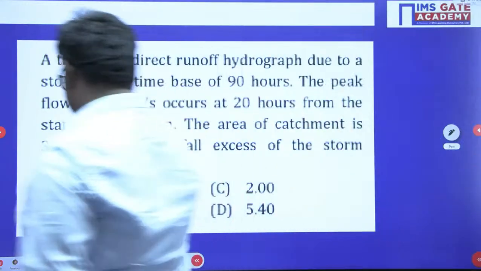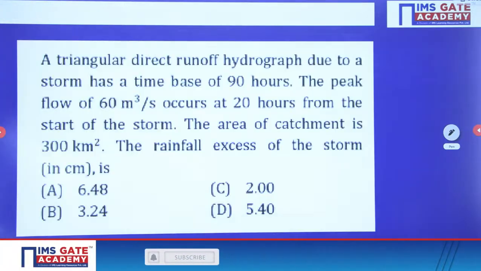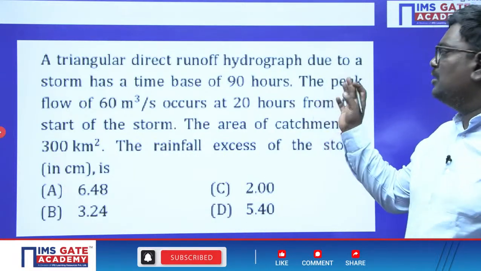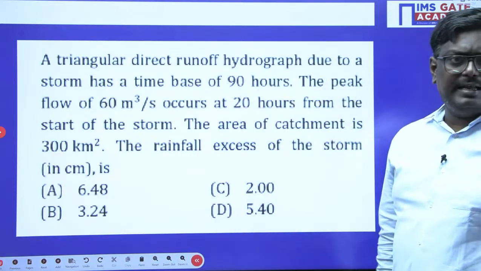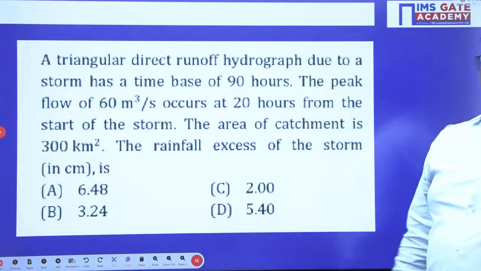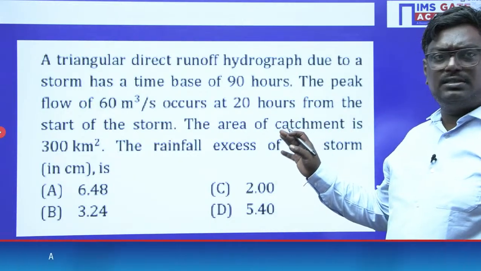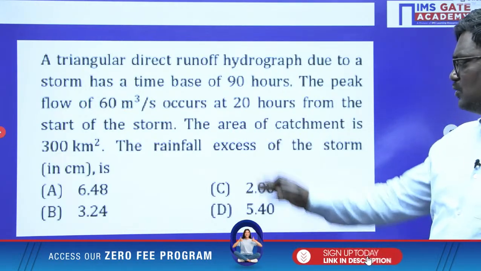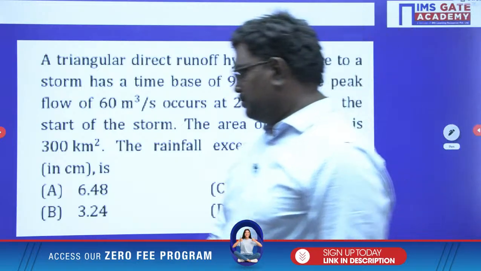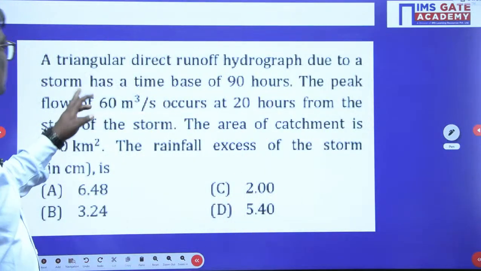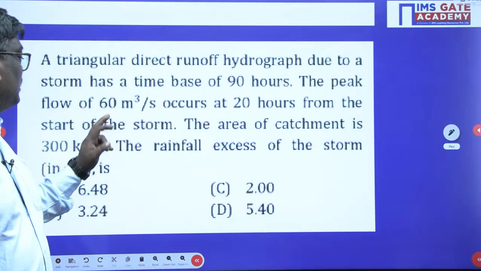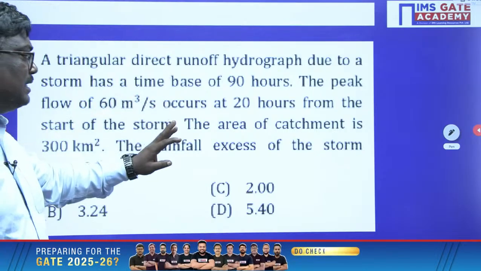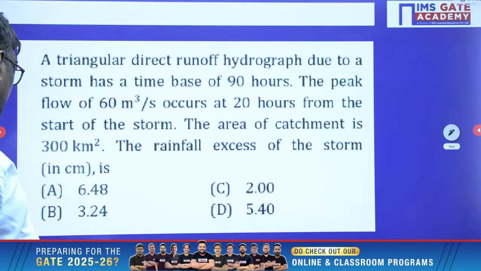Now see, in this problem, if you read the question: a triangular direct runoff hydrograph due to a storm has a time base of 90 hours. The peak flow is 60 meter cube per second at 20 hours from the start of the storm. The area of the catchment is 300 kilometer square. The rainfall excess of the storm. So here it is also a triangular hydrograph and the peak is 60. Duration is 20 hours, and the time base is 90 hours. And the area of the catchment is 300 kilometer square.